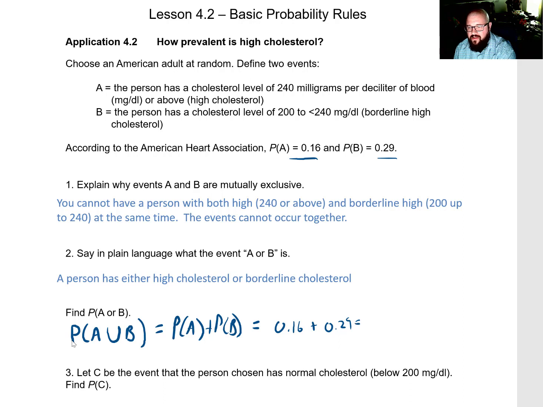So if we add those together, you should get 0.45. So that is the probability of A or B in a mutually exclusive setup such as this.